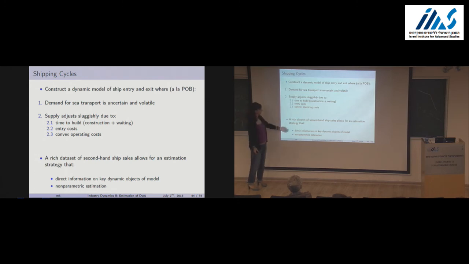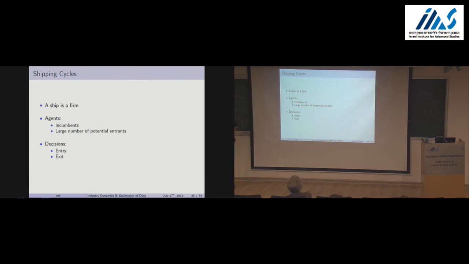And so instead of forward simulating value functions, I'm going to use this data to basically get at the dynamics of interest. Okay? So let me go through the model. The model is going to be very simple, and again, it's basically the same as Pekes-Ostrovsky-Berry.